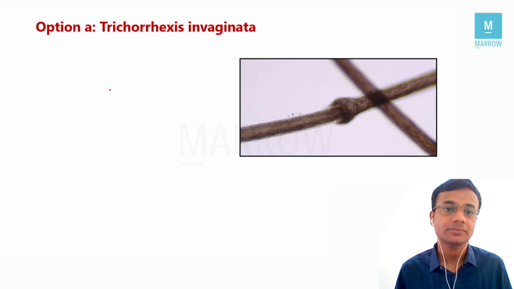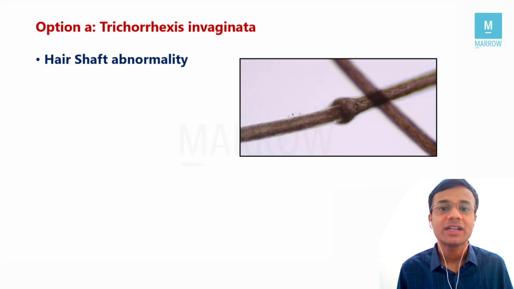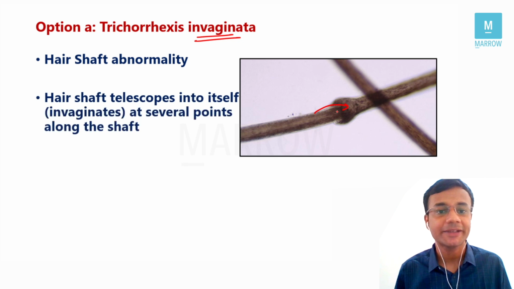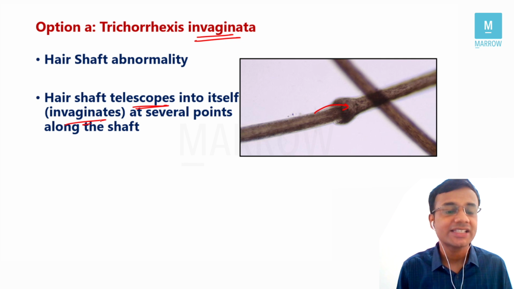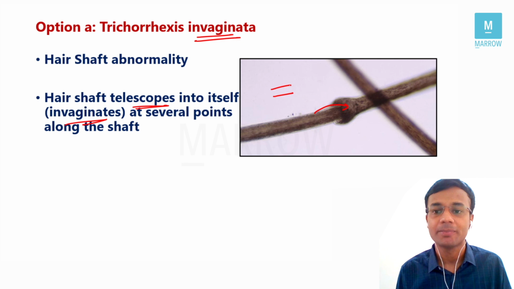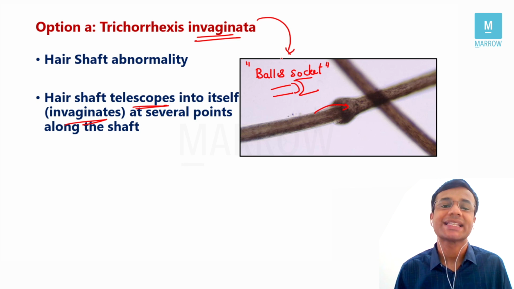Now option A was Trichorexis invaginata. So what is Trichorexis invaginata? This is also a hair shaft defect. So this is point number 1. And why is it called invaginata? Invaginata means going into the next segment. So you can see one segment of the hair is going into the next segment. So there is telescoping or invagination of one portion of the hair into the adjacent portion. This gives it an appearance of ball and socket. So you get a ball and socket appearance here.